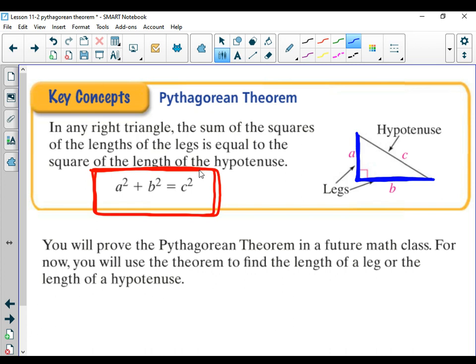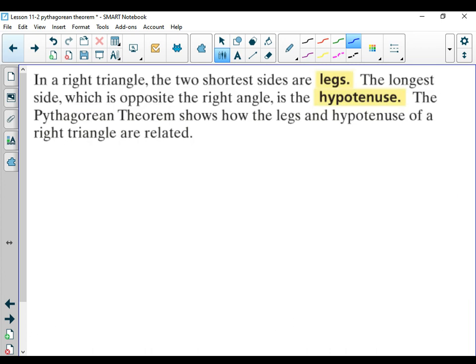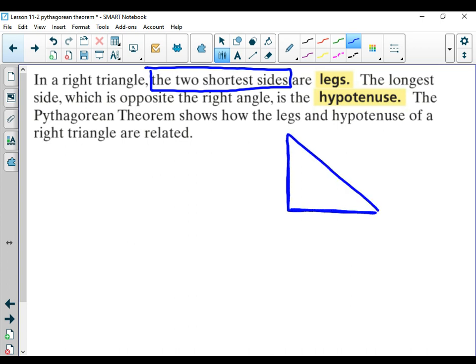The legs are always the two shortest sides, A and B.